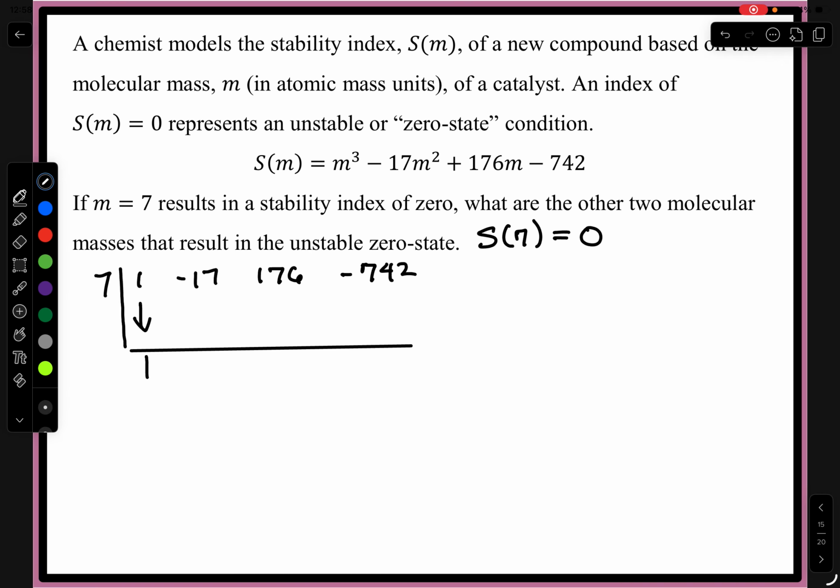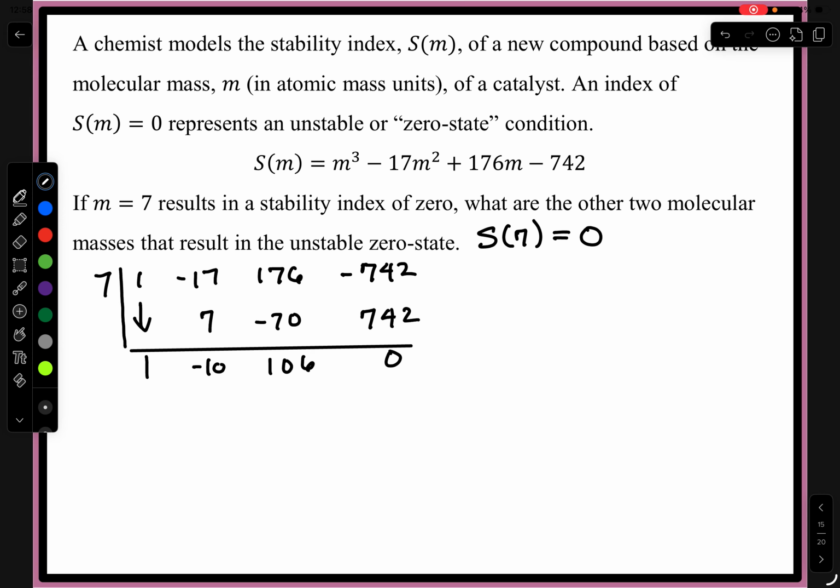So 1, this is going to be 7, negative 10, negative 70. So there's going to be 106, which is going to be positive 742, and then 0. So this again is not going to be factorable. I can already look at the factors of 106 and see that this is not going to be factorable.